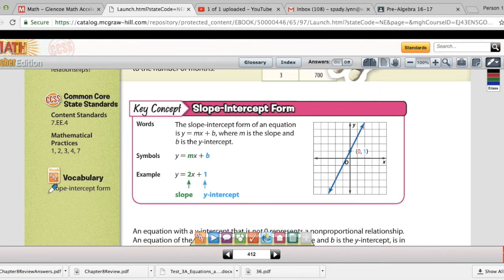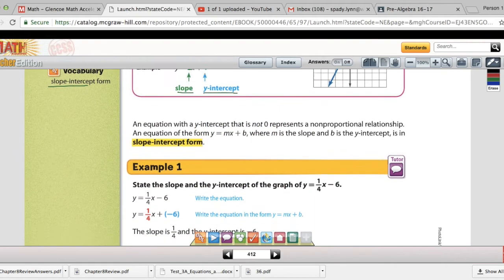One vocabulary word, slope-intercept form. Slope-intercept form looks like this. Y equals mx plus b, where m is the slope and b is the y-intercept. And if you remember from last section in direct variation, it looks like this. Y equals mx. There is no y-intercept, meaning that it crosses at 0. This equation right here is not a direct variation because it does not cross the origin 0, 0, but it's still linear. It makes a line, and there is a slope, m, that we are going to be able to identify.